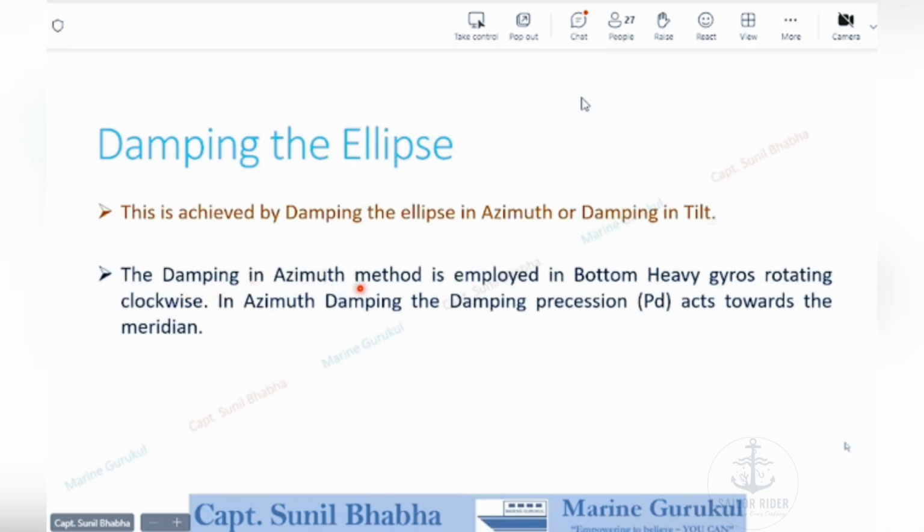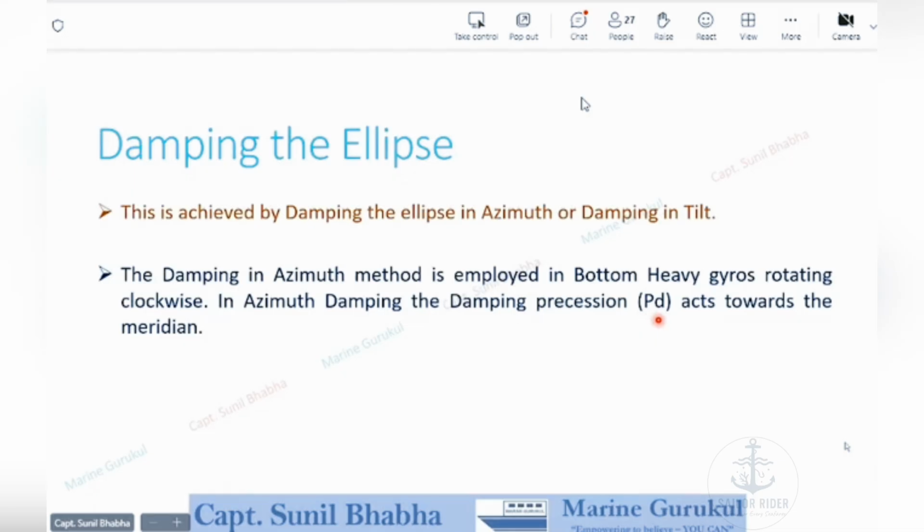Now the damping in azimuth method is employed in bottom heavy gyros. Bottom heavy gyros are the ones which are rotating in a clockwise direction. In azimuth damping, the damping precession, this is the fourth force which will get involved into a damped north-seeking gyro. It is known as a damping precession, in short known as PD. In a gravity controlled gyro, we had introduced the control precession, which was known as PC. Now for damping the ellipse, we will introduce a damping precession, which is known as PD.